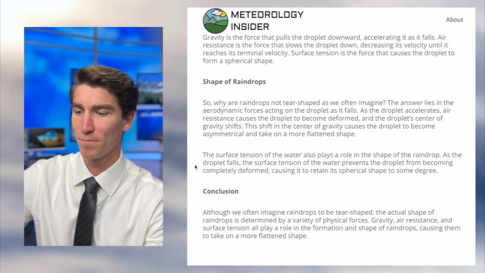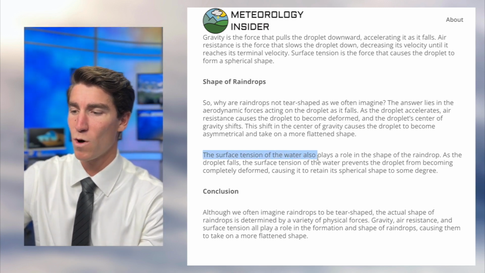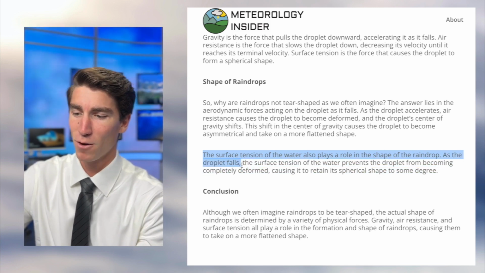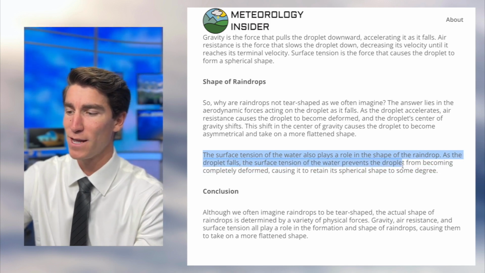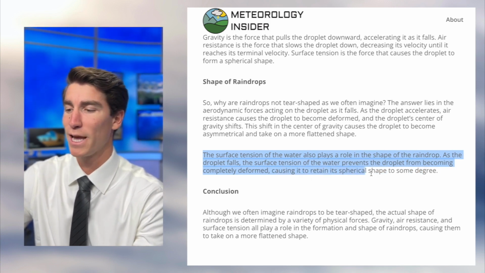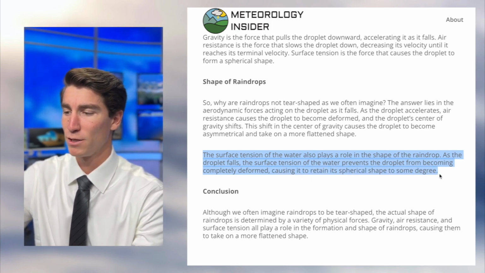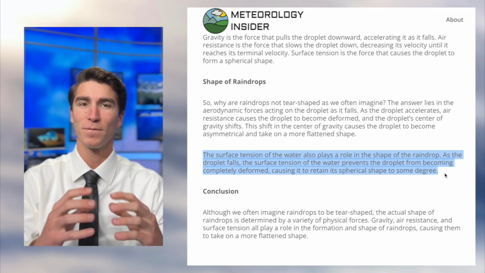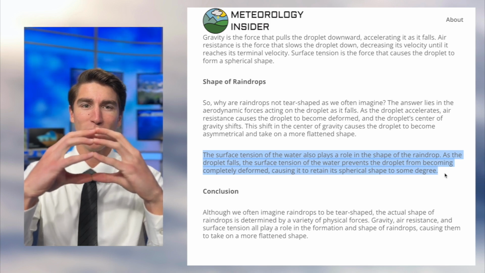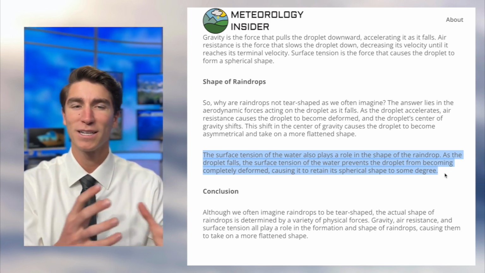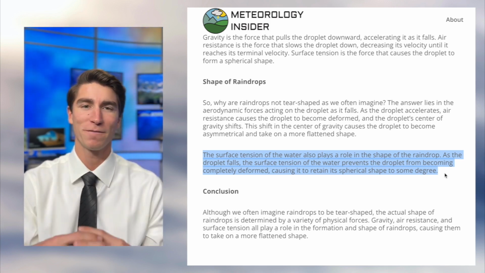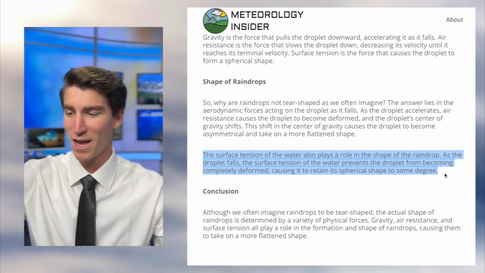Let's just continue reading. The surface tension of the water also plays a role in the shape of the raindrop. As the droplet falls, the surface tension of the water prevents the droplet from becoming completely deformed, causing it to retain its spherical shape to some degree. So that's why it goes from very spherical when it's very small to almost like a hamburger bun as it gets bigger. So because of the surface tension still keeping it together, but then once it gets big enough and it's falling fast enough, turns into a parachute and pops.